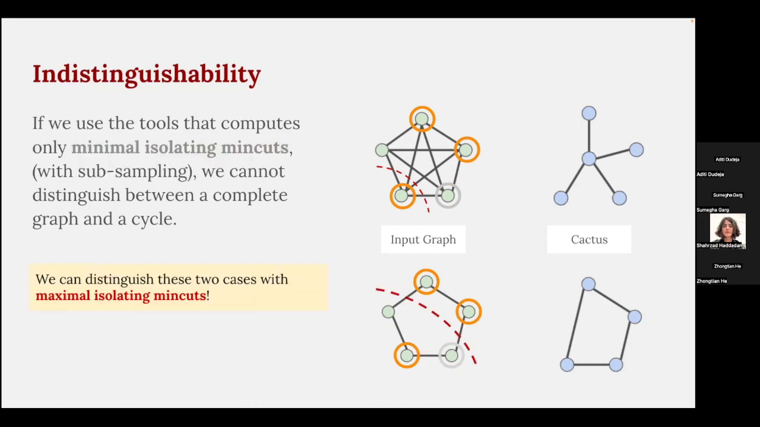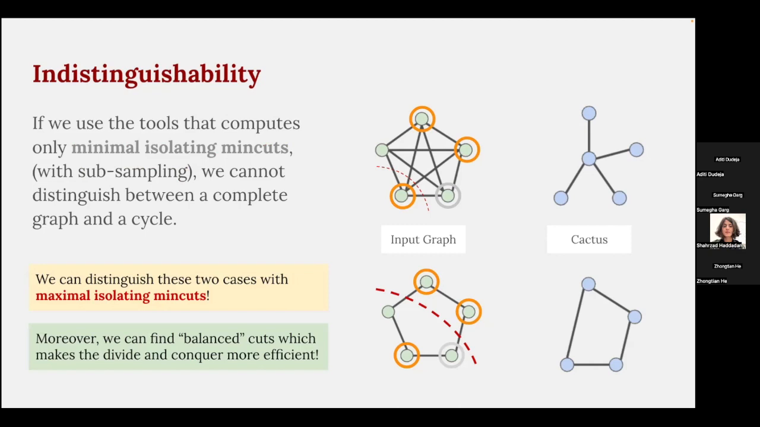But if we introduce this maximal isolating mincuts, it turns out it will return some non-trivial mincut if we do the subsampling. In the cycle case, it will return some more balanced cut, which is what we want, because we want to recover some balanced standard mincut, which makes the divide and conquer more efficient. So this is the intuition of why we need maximal isolating mincuts.